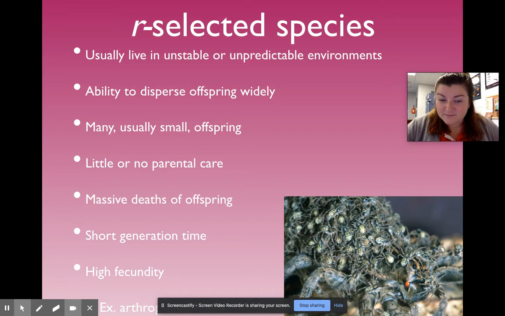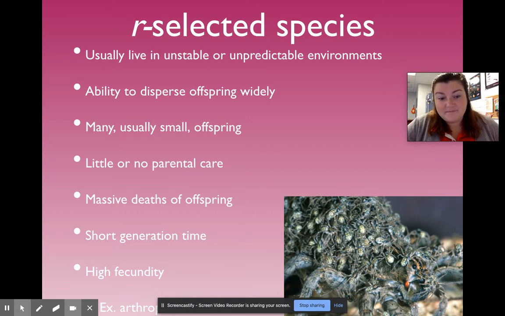Massive deaths of offspring. This is kind of like the shotgun effect, right? They're like, I will have 1,000 babies and then maybe like 10 of them will survive, right? So just a different strategy, you know? They have a short generation time, so their lifespan isn't quite as long.